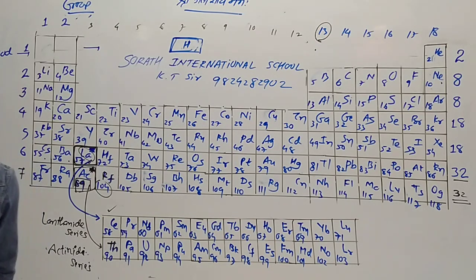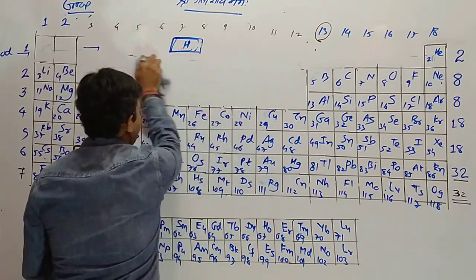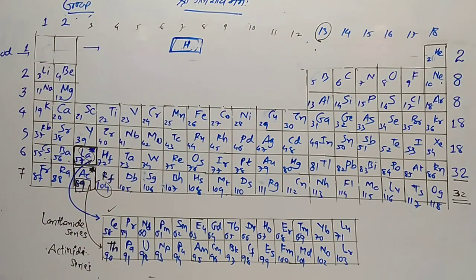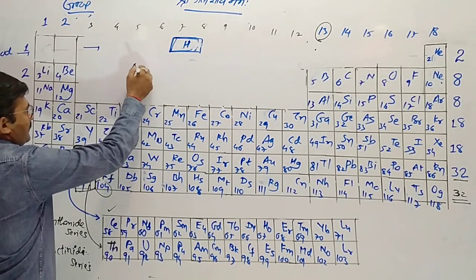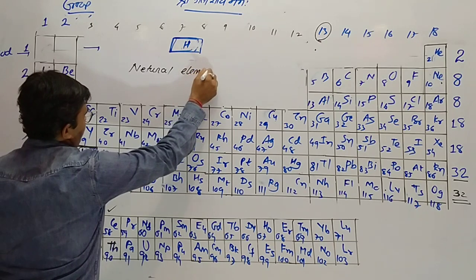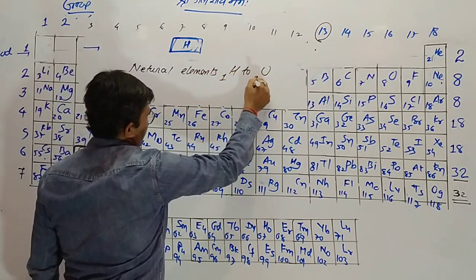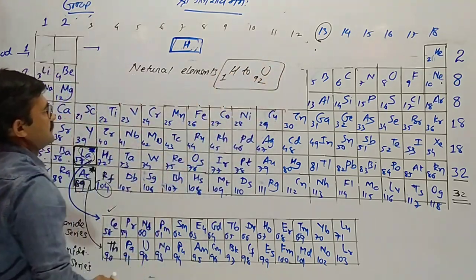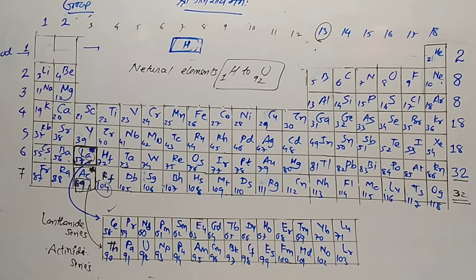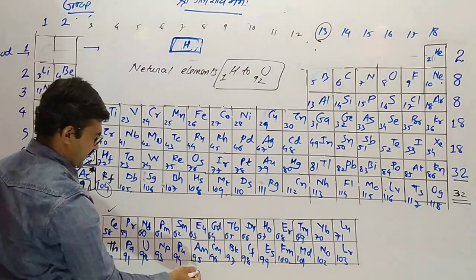Now in our periodic table, how many elements are there? 118. Out of 118, natural elements are from hydrogen to uranium. Natural elements up to uranium, 92.